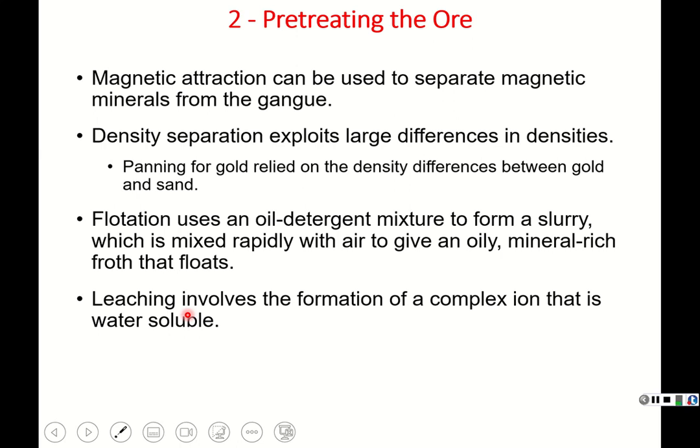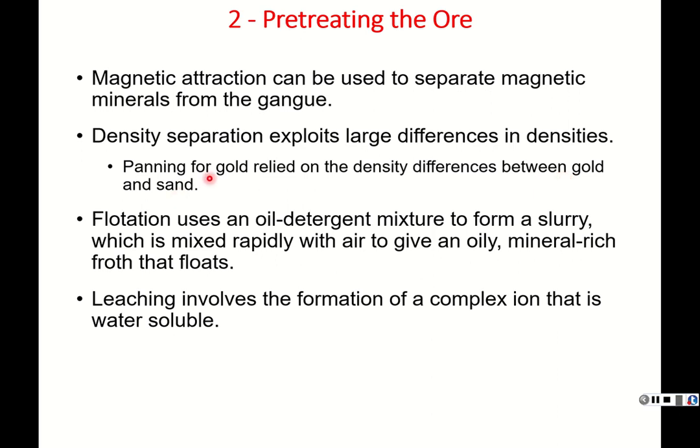So magnetic attraction can be used to separate magnetic minerals from what's known as the gangue, the unusable part of the ore. Density separation can exploit large differences in densities. And an example of that would be when you're panning for gold. You're relying on the density differences between gold and sand.